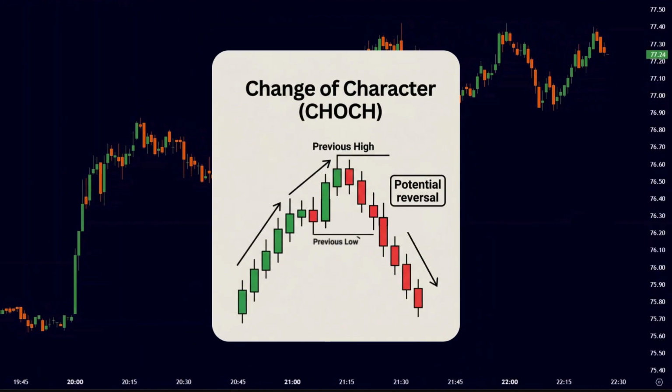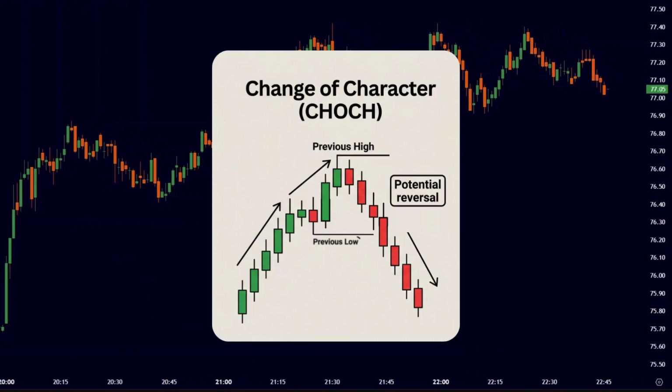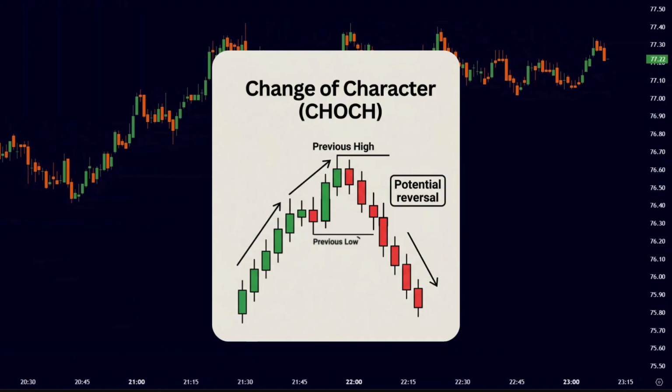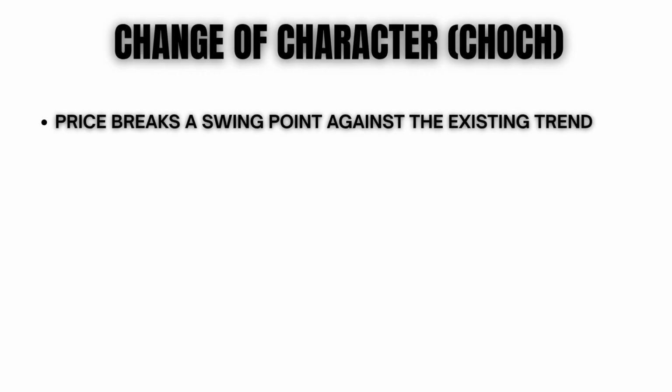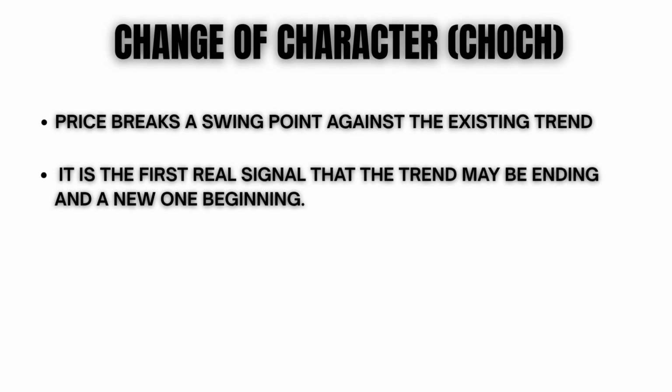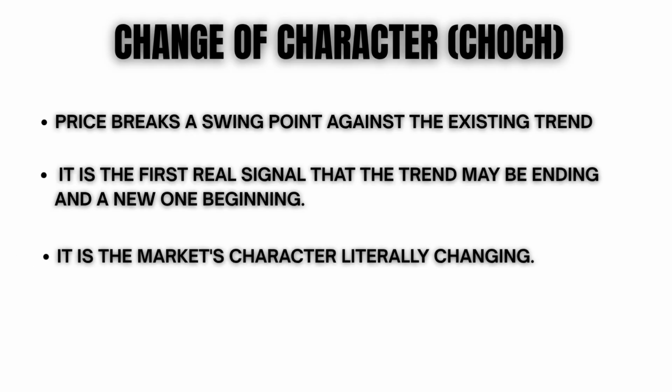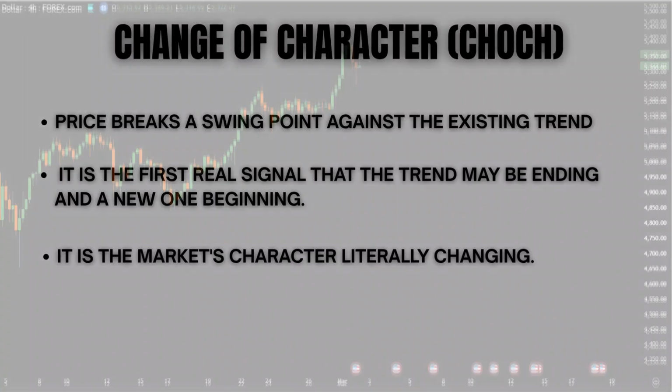Now let's talk about the change of character, CHoCH. And this one is where it gets really powerful. A CHoCH happens when price breaks a swing point against the existing trend. It is the first real signal that the trend may be ending and a new one beginning. It is the market's character literally changing. Let me show you exactly what this looks like in a bullish market that is about to turn.